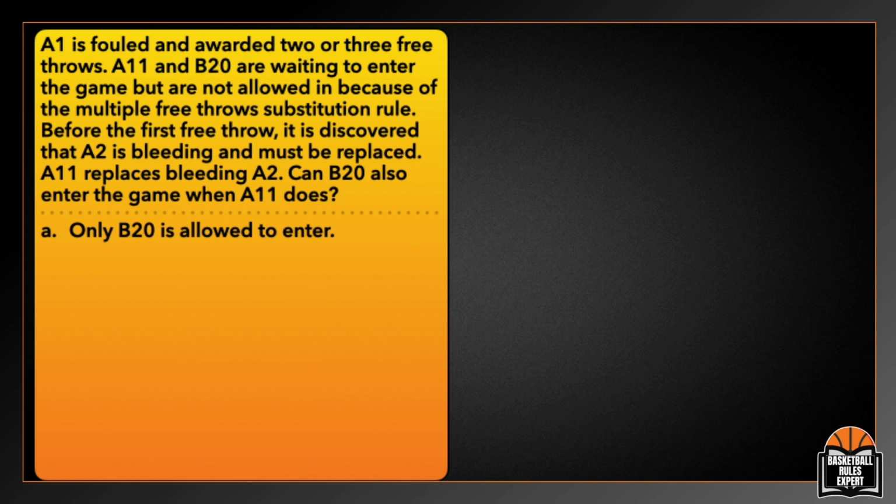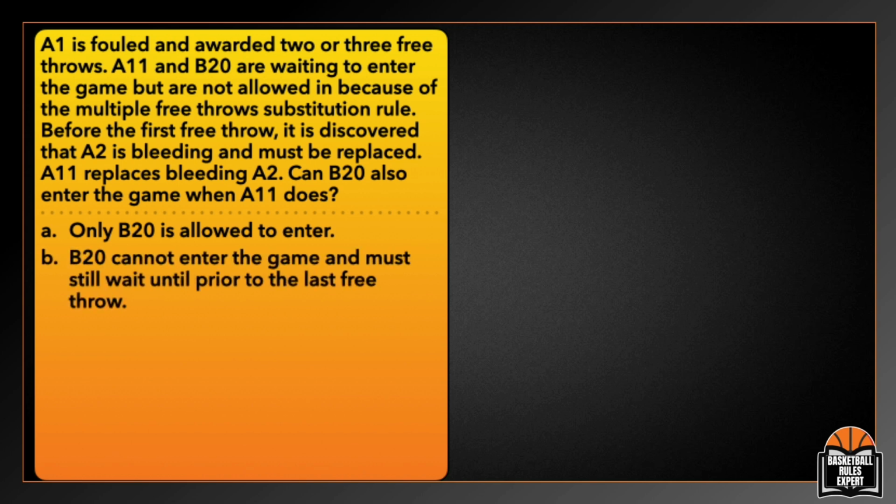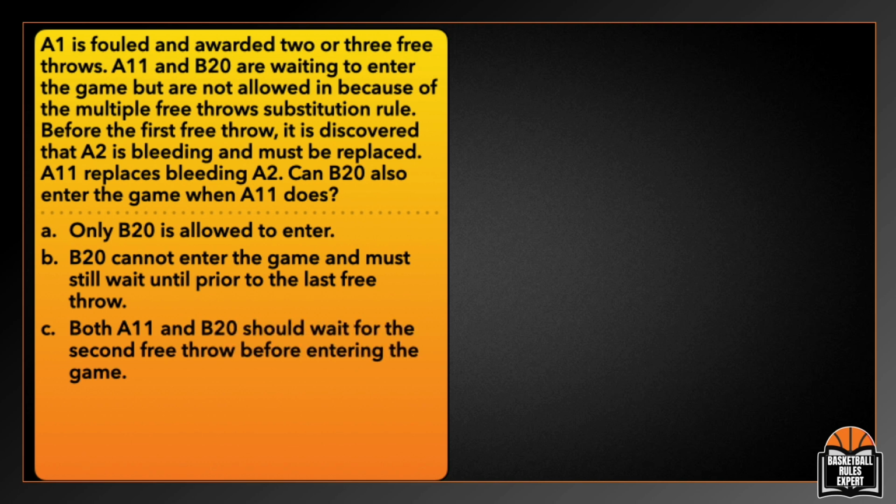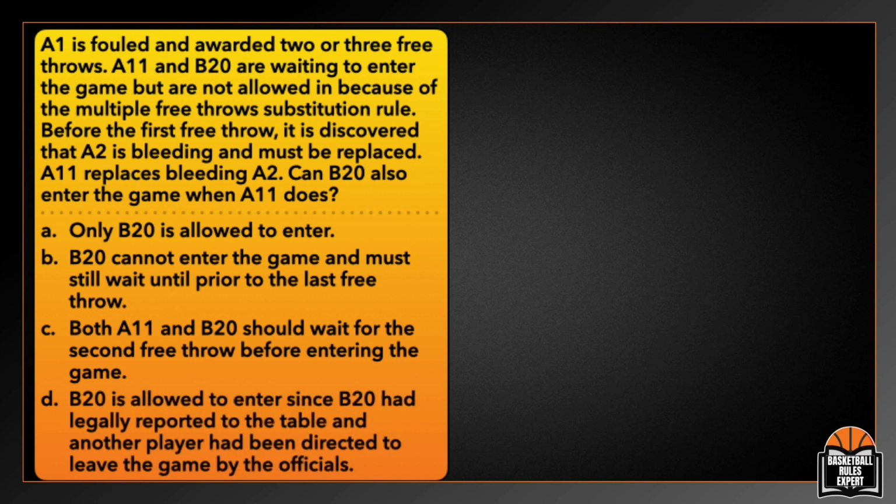A. Only B20 is allowed to enter. B. B20 cannot enter the game and must still wait until prior to the last free throw. C. Both A11 and B20 should wait for the second free throw before entering the game. Or D. Our obvious answer. B20 is allowed to enter since B20 had legally reported to the table and another player had been directed to leave the game by officials.